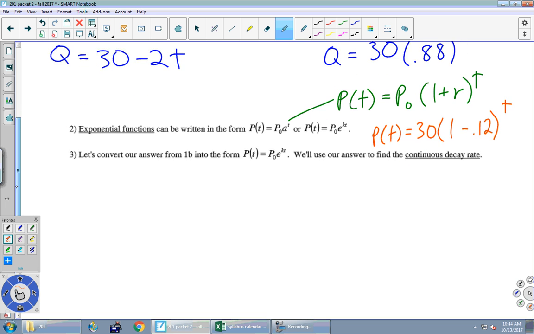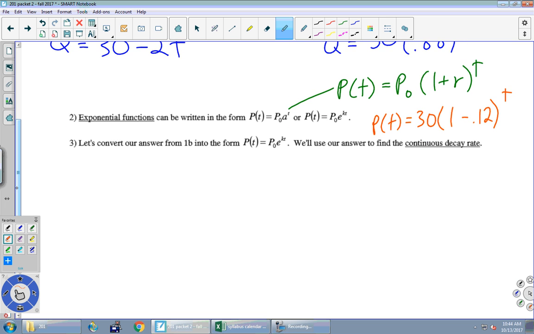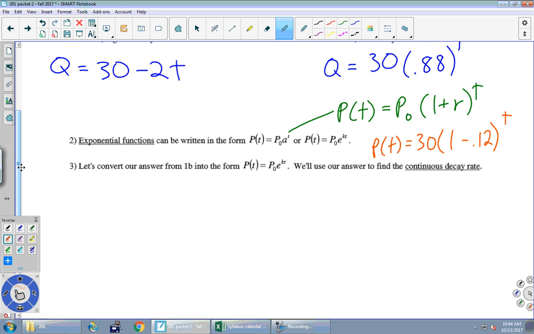If you see it's continuous growth of 12%, continuous decay of 12%, that's your clue that we're doing the E version of things. Okay, so number 3 says, let's convert our answer from 1b into the form p sub 0 e to the kt, and then we'll write down the continuous decay rate. All right, so we're going to start by copying that thing that we had, 30 times 0.88 to the t. And what we really want is for that thing to look like p sub 0 e to the kt.